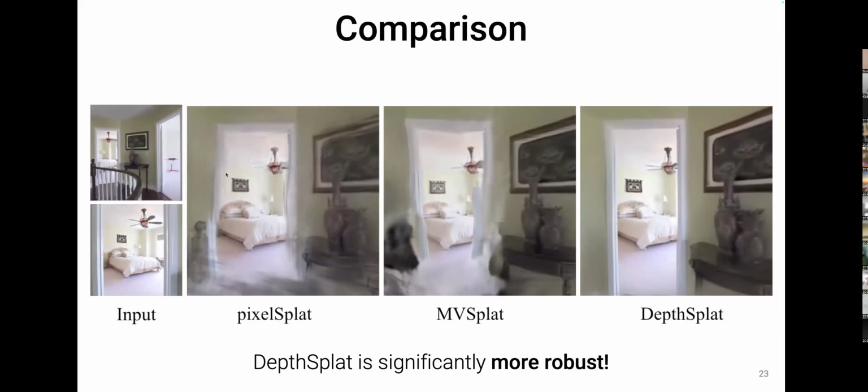Let's compare a little to some baseline methods, like PixelSplat and MVSplat, which are the previous state-of-the-art works, published at CVPR 2024 and ECCV 2024. As you can see here, we give these 2 input views, which are quite far away from each other. The previous work, as I said, was not very robust, so it suffers a lot to get crisp detail.